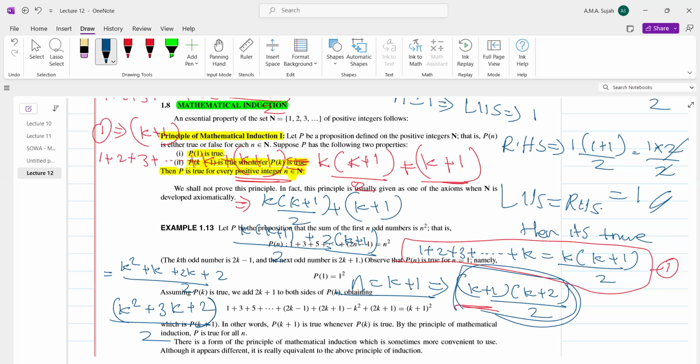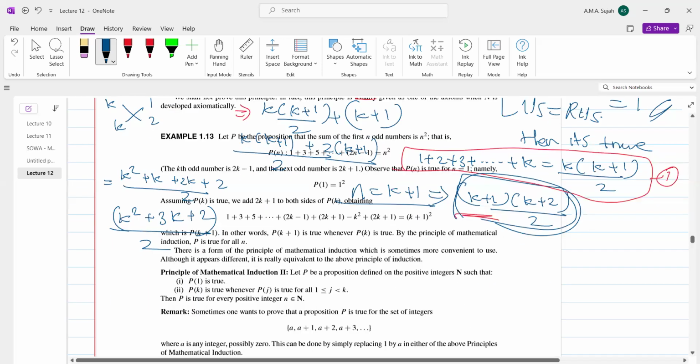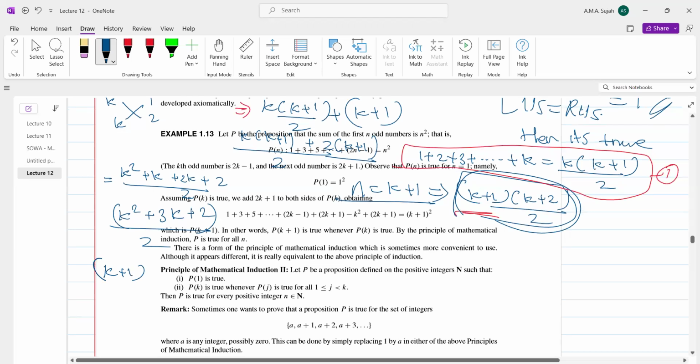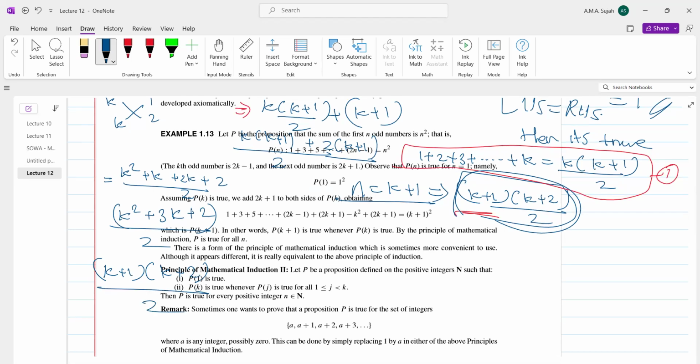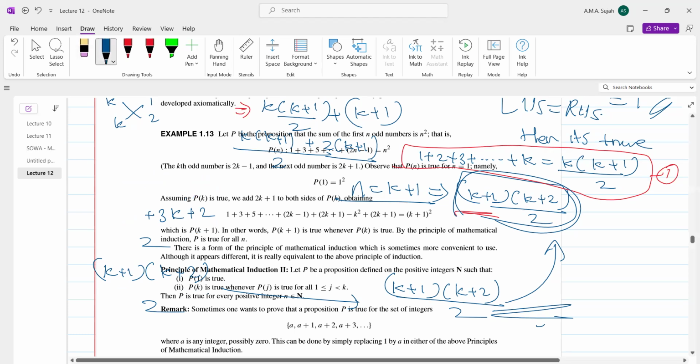Now I need to apply the quadratic equation, so I need to find the factors. k into k, and 1 into 2 gives 2, so 2k plus k. The factors of this are k plus 1 into k plus 2 over 2. So k plus 1 into k plus 2 by 2 is the equation we needed to prove. So this is mathematical induction; whatever equation you can prove by using mathematical induction.